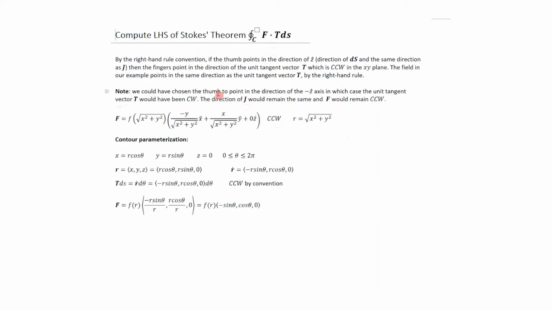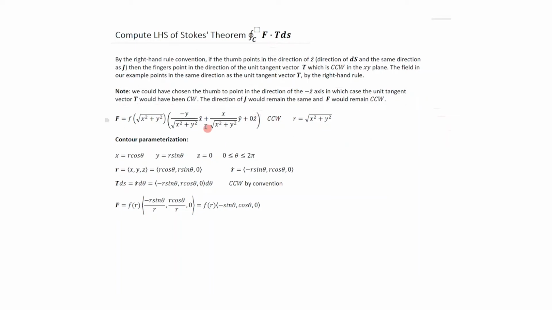Now, we could have chosen the thumb to point in the minus z hat direction, in which case the unit tangent vector t would have been clockwise. The direction of J would remain the same and F would still remain counterclockwise. You can work this out as an experiment if you wish. I chose it this way so that all dot products produce positive quantities.